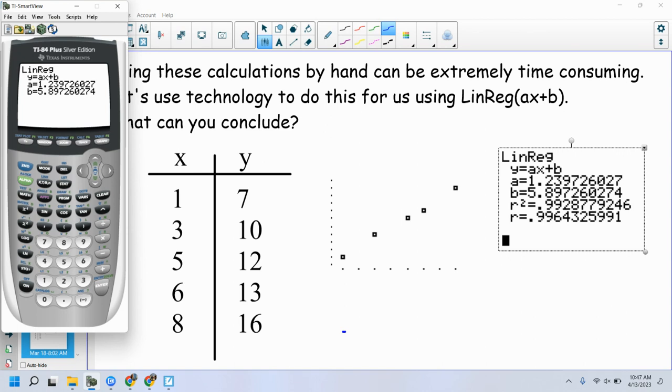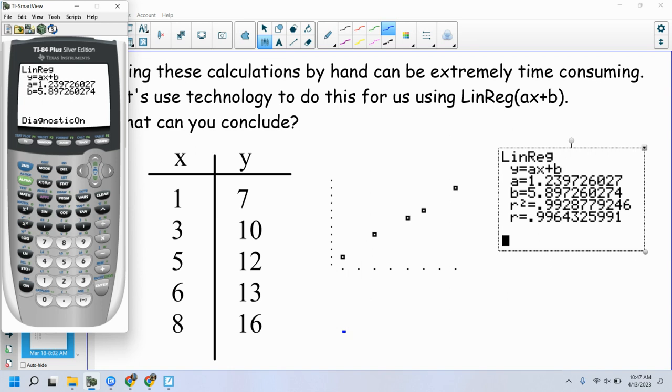To turn it back on, you go into catalog. You're looking for diagnostic on. You could scroll down until you get to the D's for diagnostic on, or if you hit the green D button, the matrix next to the -1 button, it'll jump to all the D's. You want to find diagnostic on, and that'll turn your R value back on.